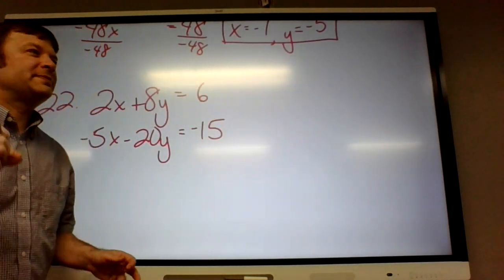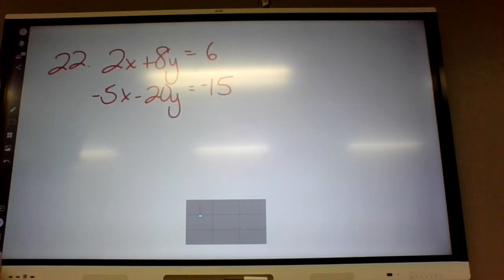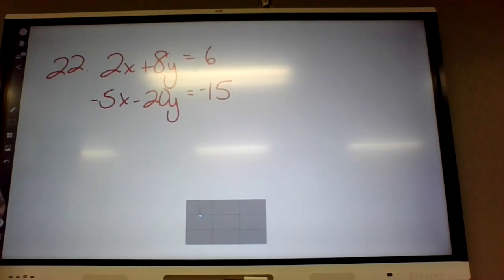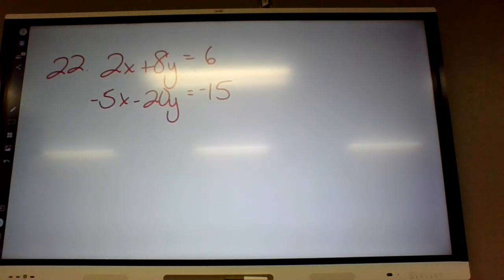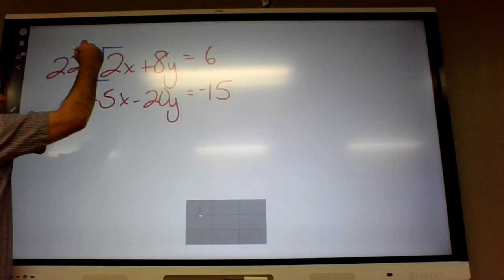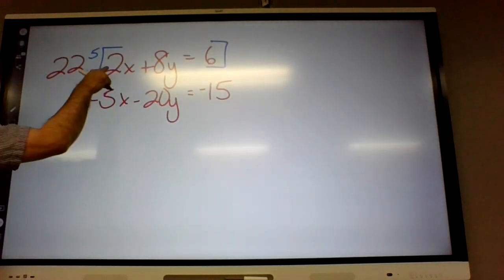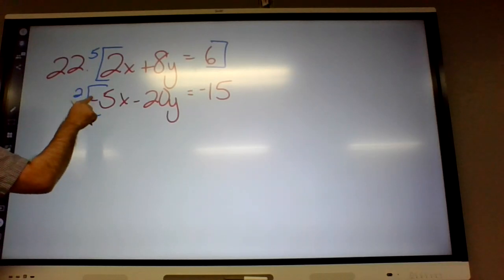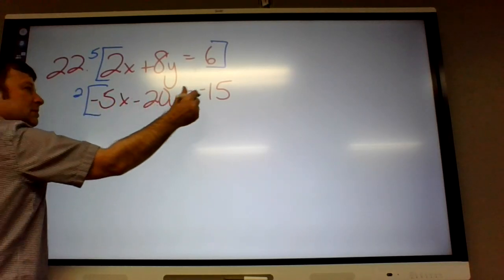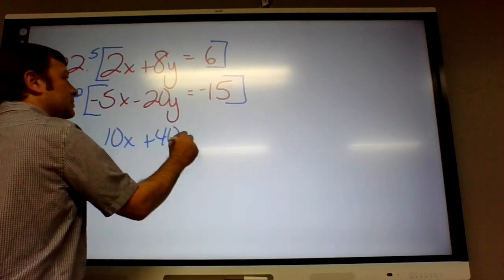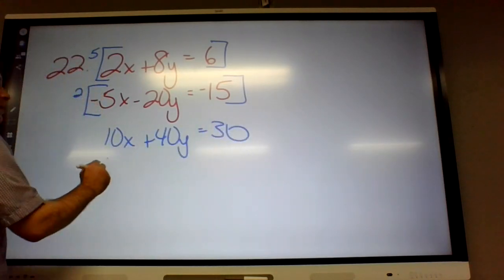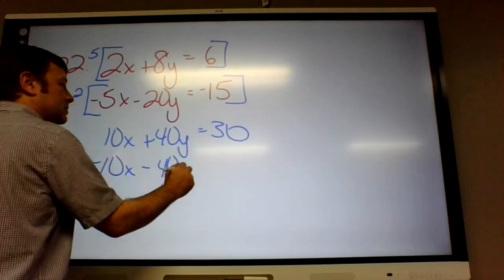All right. I need to keep going. I got 2 left, so just let me do these 2. 22 is a weird one. We talked about this like last Wednesday. What could we multiply by? If this is 2 and 5, what do 2 and 5 go into? 10. So I'm going to multiply the top line times 5 to make that a 10x, and the bottom line times 2 to make that a negative 10x. So top line times 5 and bottom line times 2.